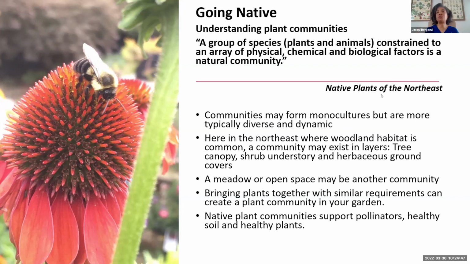That's what our ancestors, who were here plowing the land as farmers and whatever else, might have been used to when they walked through the woods. So a woodland habitat is common here. It usually exists in layers: tree canopy, shrub, understory, herbaceous ground covers. A meadow is another community of plants, and that's very resilient. That's, I think, why we love meadow plantings. They're one of the most resilient plantings. You have to maintain them, but they do well with drought and they're tough.